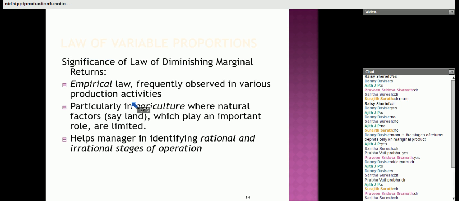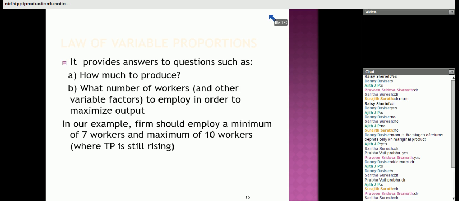Now, what is the significance of this? It is important as it is observed in various production activities, particularly in agriculture, where natural factors play an important role and they are very limited. Land is the main production factor for agriculture and it is limited in amount. So we need to allocate proper resources at the proper time to get the best output out of that limited land. It also helps managers in identifying the rational and irrational stages of operation. So it's very helpful to the management.